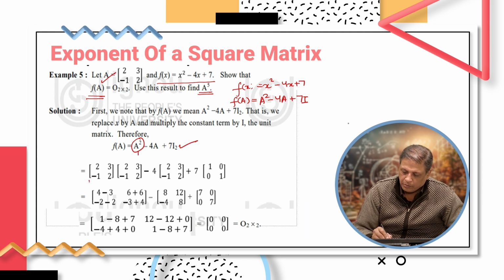So A square means A multiplied by A. Then 4 times A, so there is a scalar multiplication, 4 multiplied by the value of A. Then 7 multiplied by the identity matrix. The identity matrix is a matrix whose diagonal values are 1.